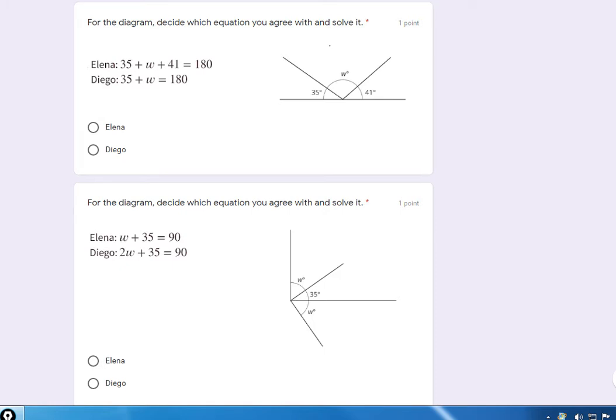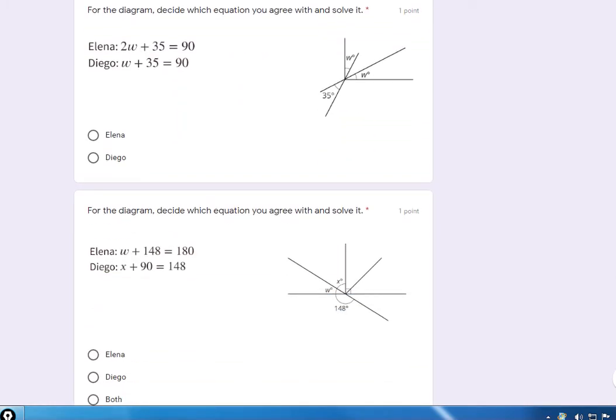Here we go, moving along. Get this knocked out. All right, we've got to make another decision here. She says that 2W plus 35 equals 90, and Diego says W plus 35 equals 90. Well, let's check it out. We know this is going to be a 90 degree angle right here, so 2W plus 35 would equal 90.